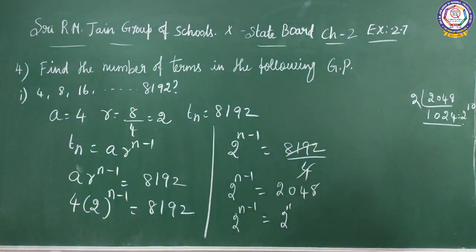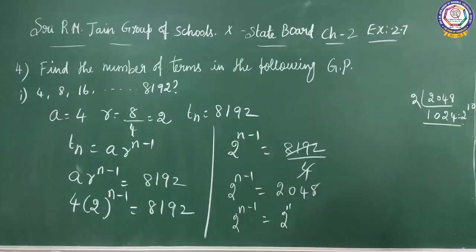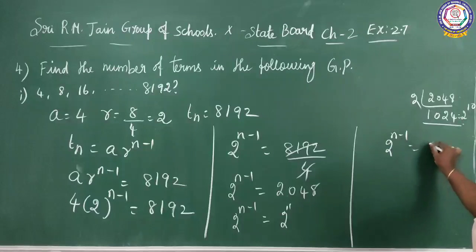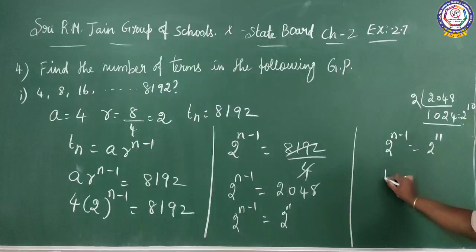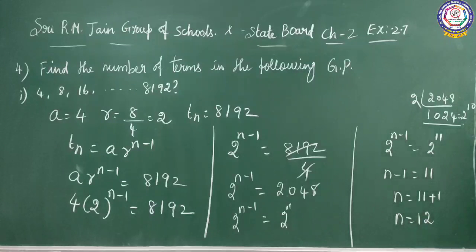You can do everything in the upper column and then check the value. Here 2 power n minus 1 equal to 2 power 11. If the bases are same, you can equate the powers. So n minus 1 equal to 11. What is the value of n? N equal to 12.